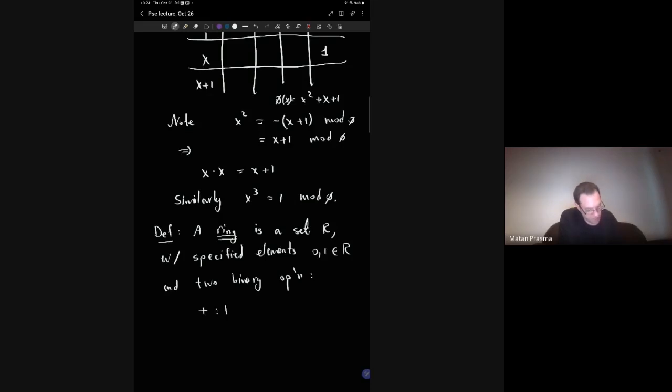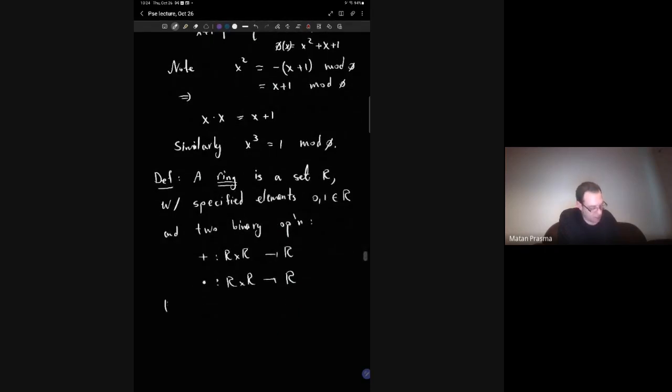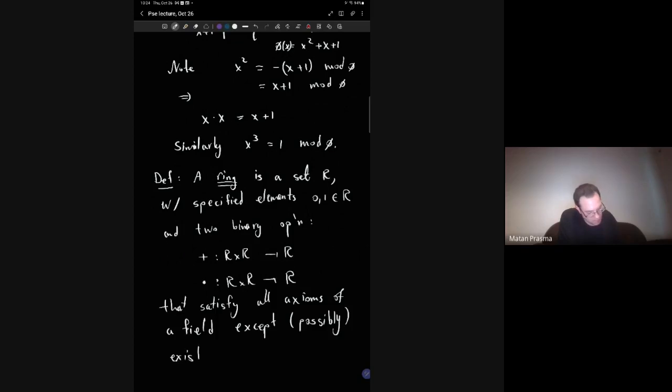plus from the Cartesian product R times R to R, and multiplication, that satisfy all the axioms of a field, except, well, possibly the existence of a multiplicative inverse.